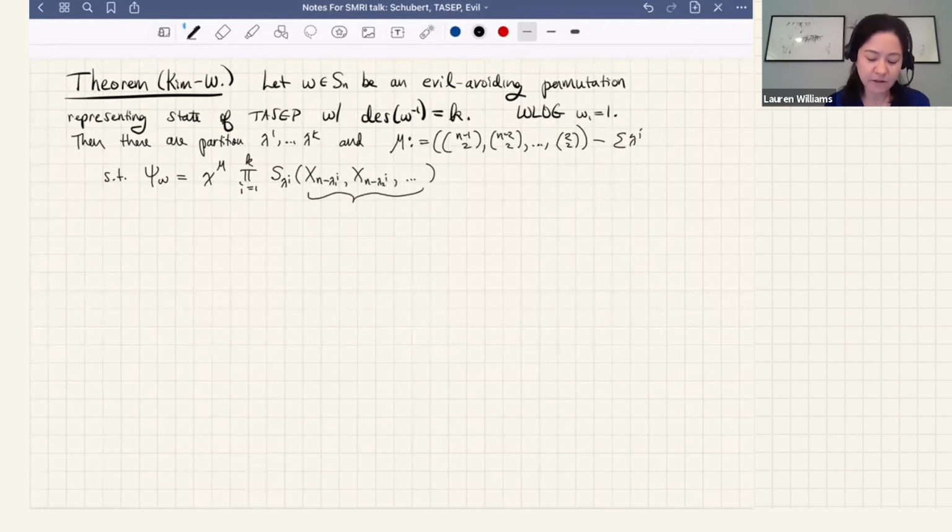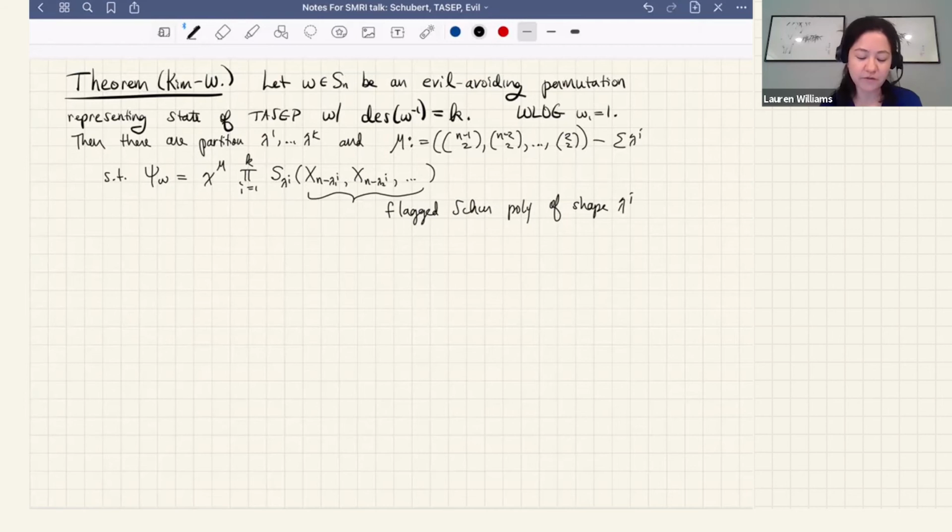And let me just explain my notation. This is a flagged Schur polynomial. If you're familiar with the combinatorial definition of Schur polynomials, where you write down a generating function for semi-standard tableau, flagged Schur polynomials can be defined the same way, where we fix the shape, but we just put a bound on entries in each row. So with entries in row J bounded above by n minus lambda J I.